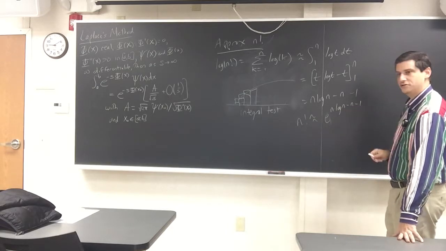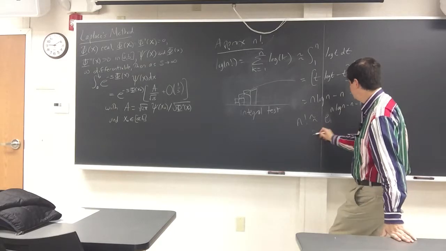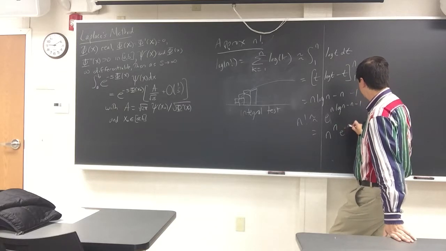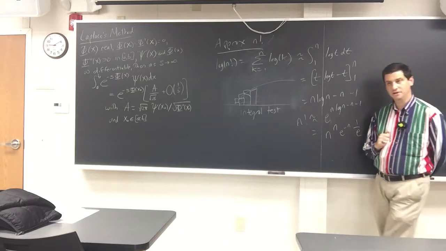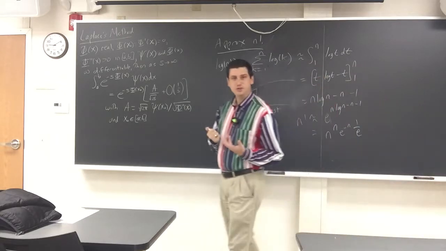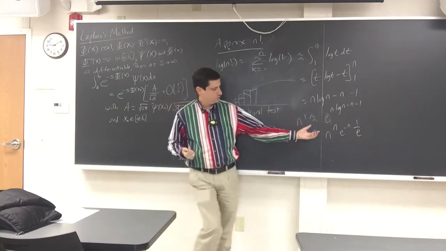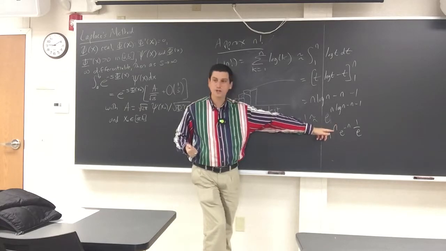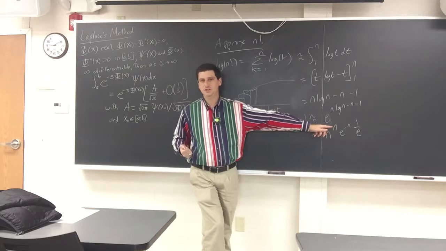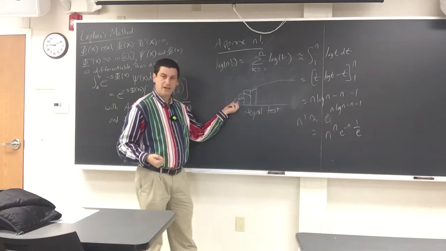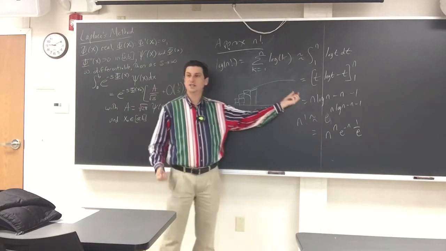Well, e to the log n is just n. So this is n to the n, e to the minus n, and then a 1 over e. Not bad. Just by using the integral test, not so bad. Now, this is supposed to be not a 1 over e, but a square root of 2 pi n. If you look at the integral test and what we're doing, really the error comes down to the first box and the last box.